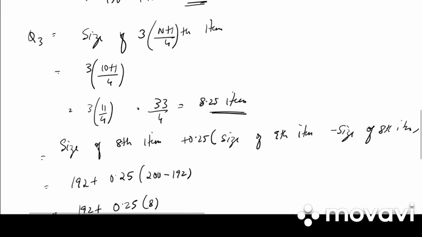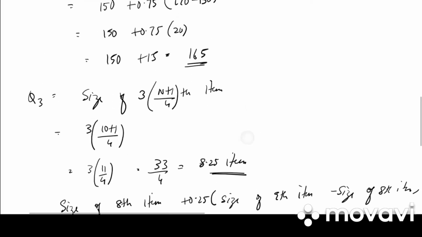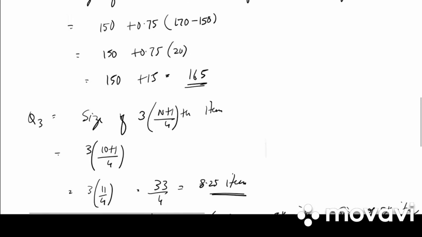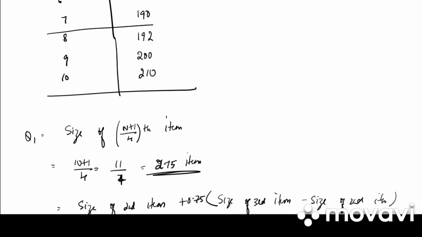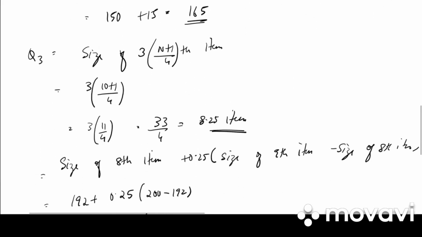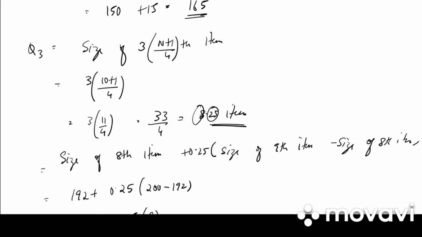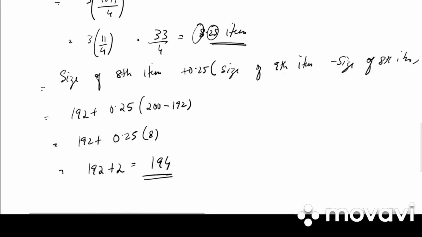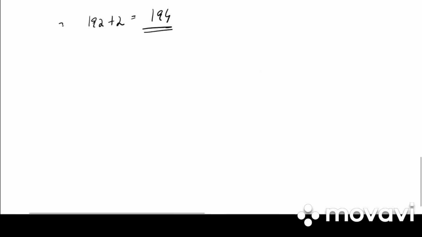So you might be thinking, why have I done it in this way? It is 8.25th item. So that lies between 8th and the 9th item. So we write size of 8th item, whatever is the first digit, plus 0.25. In bracket we will be taking size of the next number, that is 9th item minus size of 8th item.